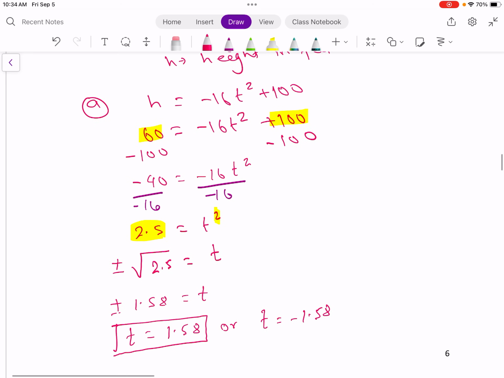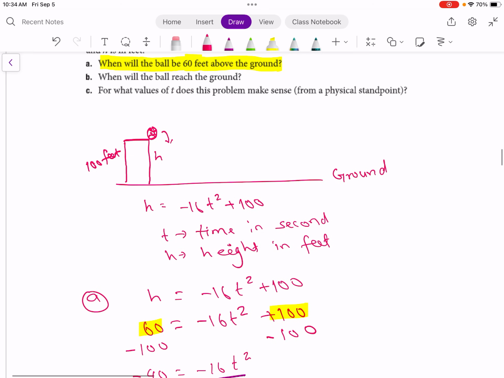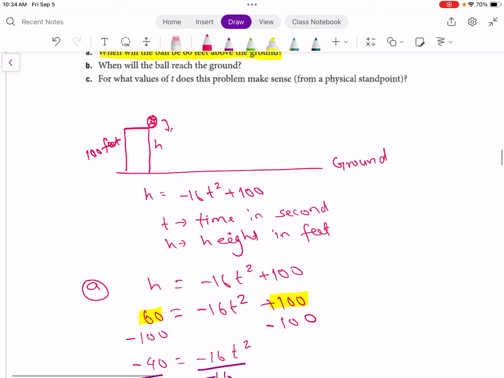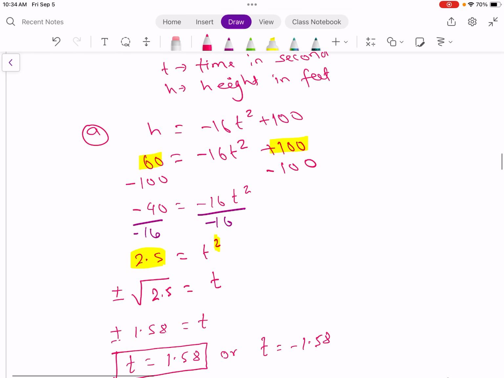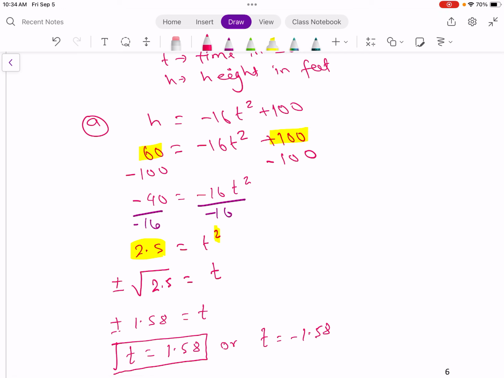Okay, in part B, we are asked to find when the ball will reach the ground. So what are we asked to find? Are we asked to find t or h? When will the ball reach the ground? When is a time, right? We want to find t.